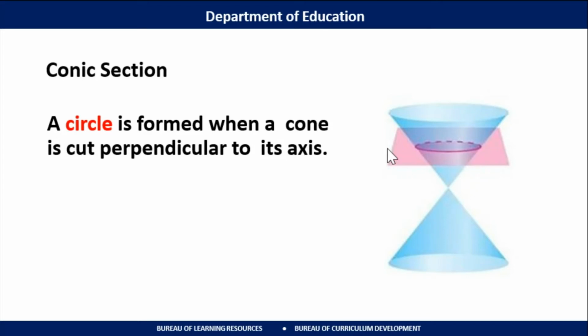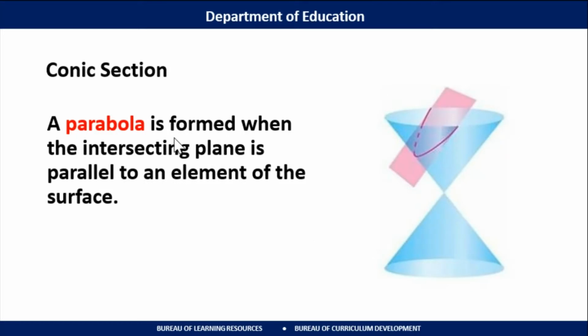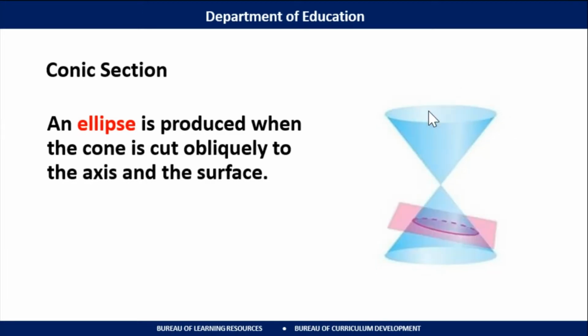So, perpendicular to the axis or parallel to the bases of the cone. Next, a parabola is formed when the intersecting plane is parallel to an element of the surface. So, this is our parabola. Next, an ellipse is produced when the cone is cut obliquely to the axis and the surface. So, this is our ellipse.